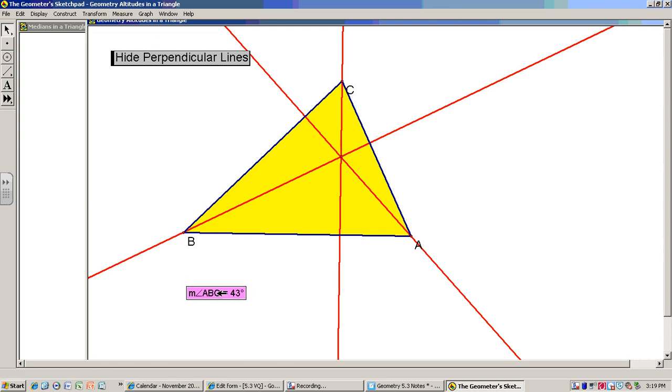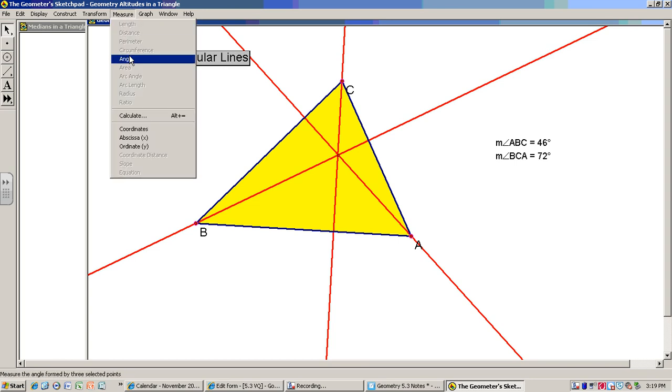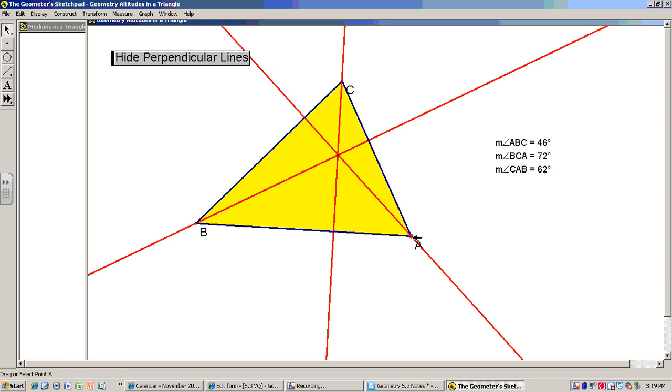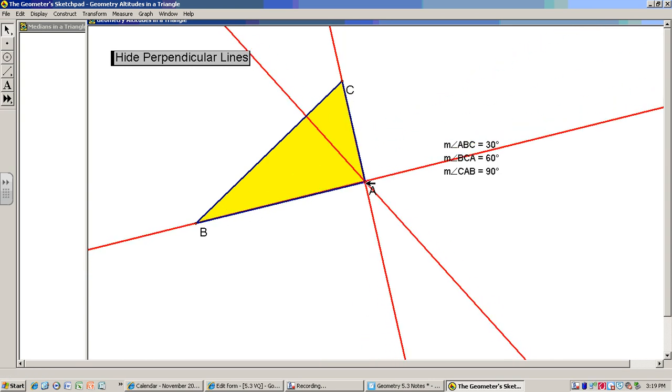So I know that the measurement of angle B is 43 degrees. The measurement of angle C is 72. And the measurement of A in this case is 62. So right now we can classify this as an acute triangle because all of our angle measurements are acute angles. So moving this along, I'm noticing right now it's on the triangle. And looking at the angle measurements, we can say that this is a right triangle because angle A is a right angle in this case.